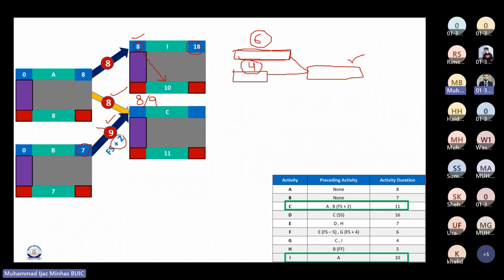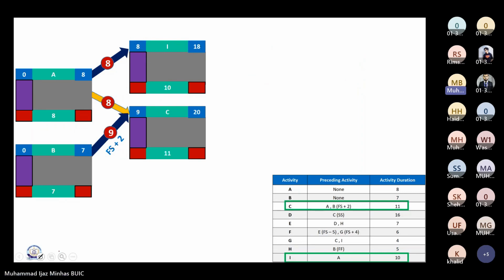And therefore, yes, the early start of C would be day 9, correct? And if that is the case, obviously 9 plus 11, the early finish of activity C would be 20. So now we are done with all those activities that are dependent on A. Activity C, although it was dependent on A, was also dependent on B. So the next thing is to find the activities that are dependent on B.